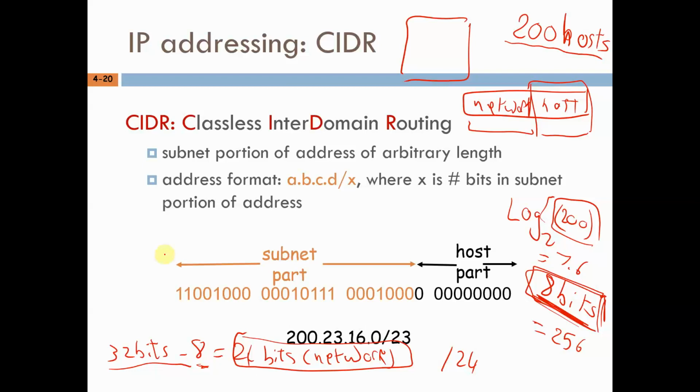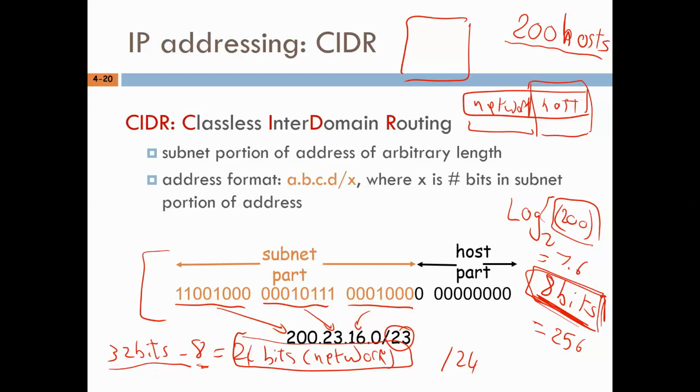In the figure that you see here, we can see a different subnet mask. This figure here shows a subnet mask that is 23 bits long. How do we do that? We take the first 23 bits, whatever they are, and we convert them to decimal. So this here is 200, this is 23, and this part here is 16, and we put .0/23, indicating that there are 23 bits in the network address.